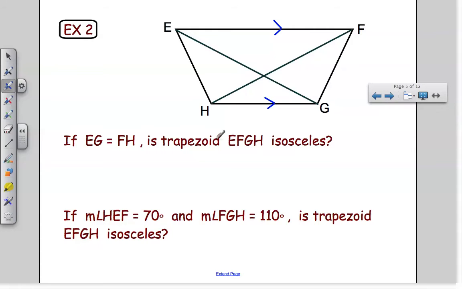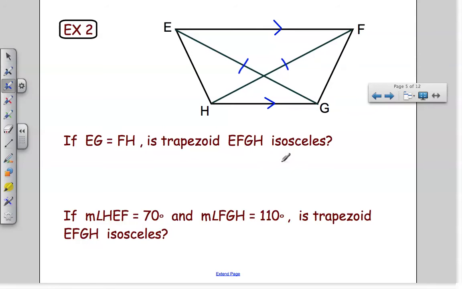All right. I notice I do have a trapezoid here because of the fact that these two sides are parallel. Looks like we have the diagonals drawn in. Let's see here. If EG equals FH, is trapezoid EFGH isosceles? What are EG and FH? EG is this diagonal, and that's congruent to FH, which is the other diagonal.